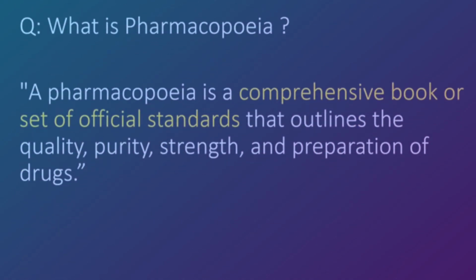What is pharmacopoeia? Pharmacopoeia is a comprehensive book or set of official standards that outlines the quality, purity, strength, and preparation of drugs.